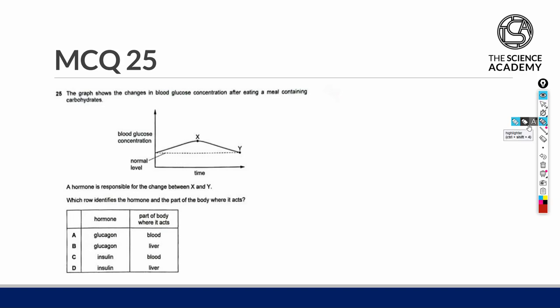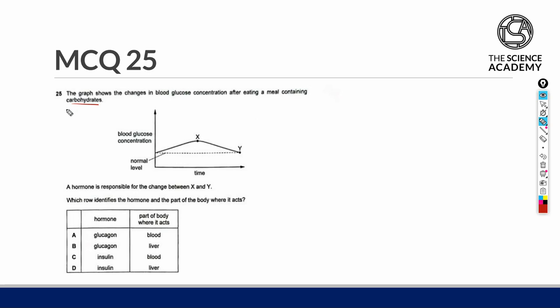Question 25. The graph shows the changes in blood glucose concentration after eating a meal containing carbohydrates. A hormone is responsible for the change between X and Y. Which row identifies the hormone and the part of the body where it acts?